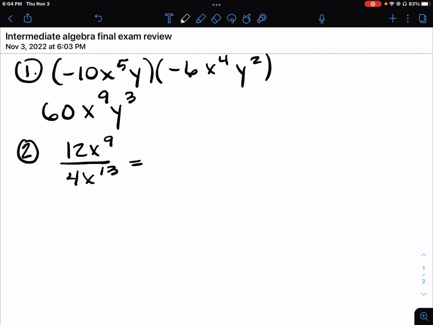Okay, 12 divided by 4 is 3. If you have 13 on bottom and 9 on top, then 9 cancel, but there would still be 4 left over on the bottom. Oops, sorry, that's y.